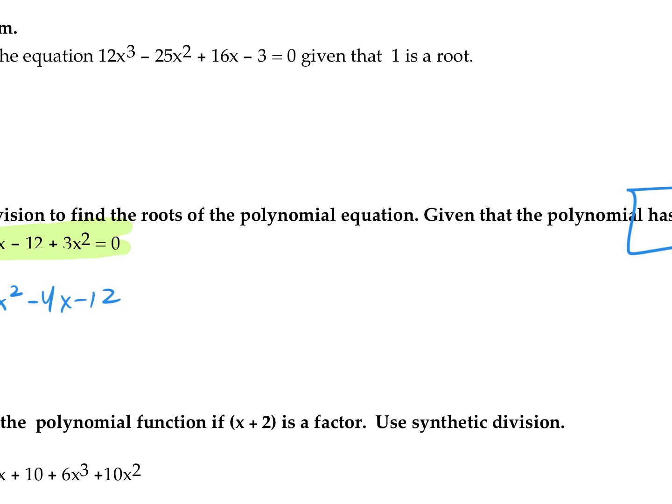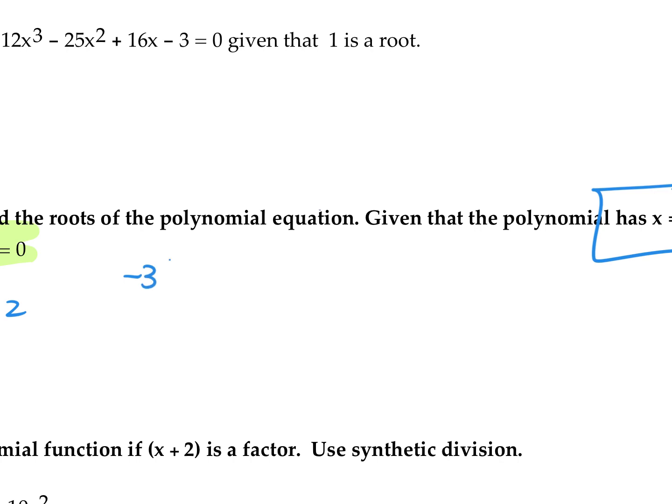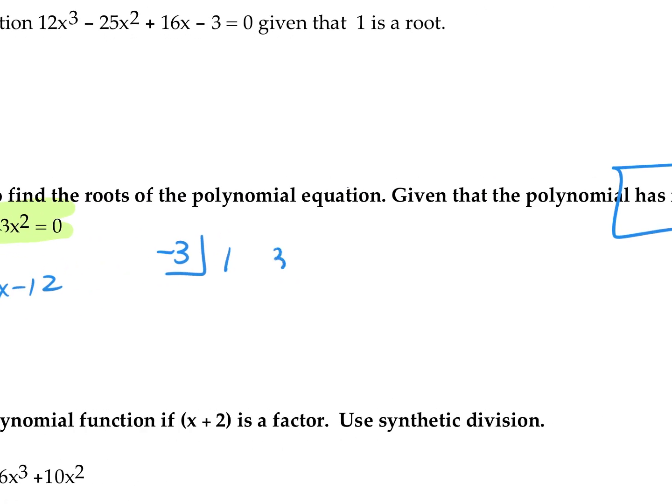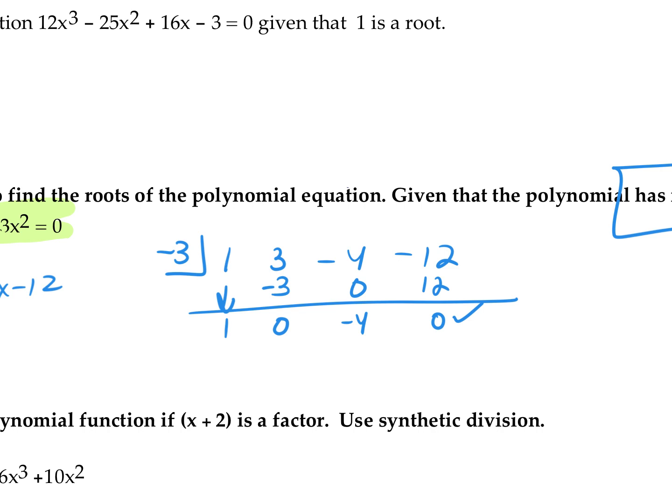So you then take your resulting polynomial and you figure out what the rest of them are. So I'm going to use -3, and then I'm going to plug in all my coefficients: 1, 3, -4, and -12. 1 times -3 is -3. 3 and -3 is 0. 0 times -3 is 0. -4 and 0 is -4. -4 times -3 is 12. And then this is 0. So you've done the first step. You've proven, okay, hey, this works.